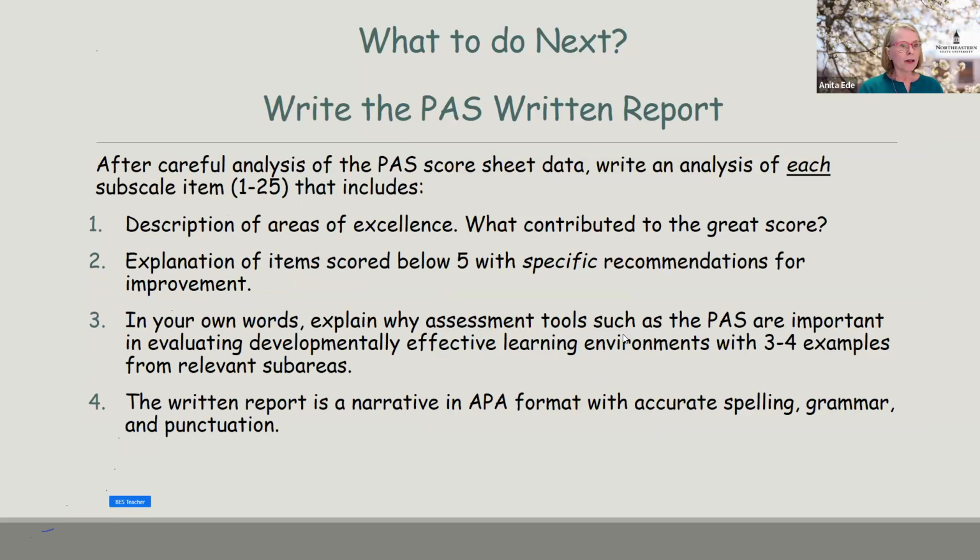Next, you've got all your data and all your notes and all your numbers. Now you're going to do something with it. You're going to write a report. And this is kind of a lengthy report because you're going to do each of those subscale areas 1 through 25 separately. Okay. So you're going to start out, it's going to look like this.